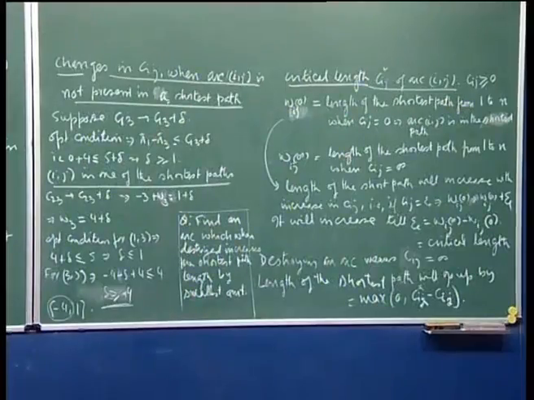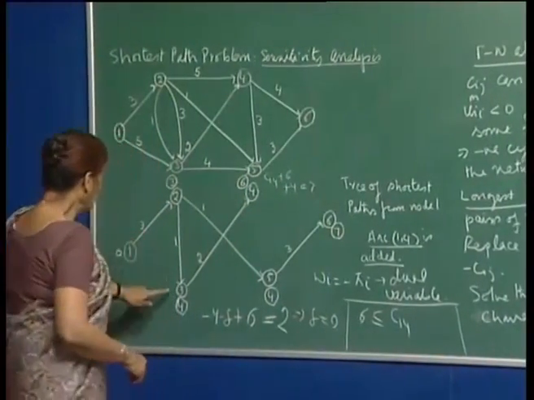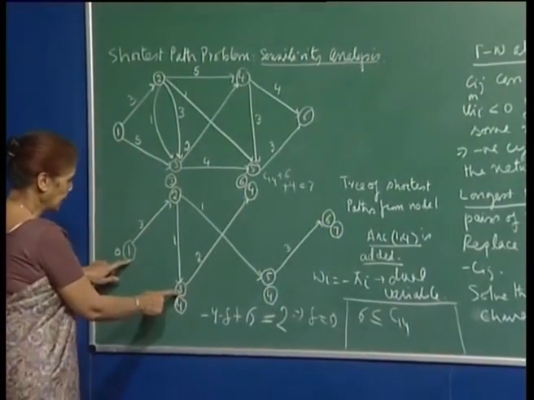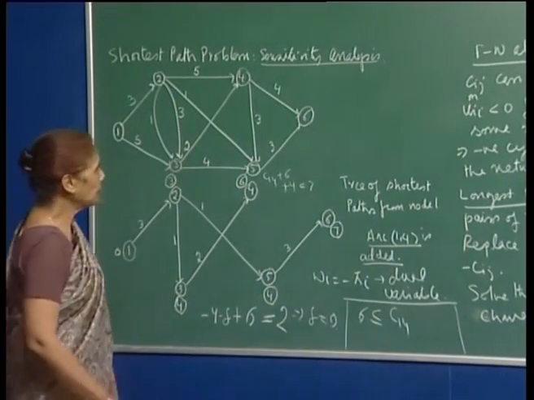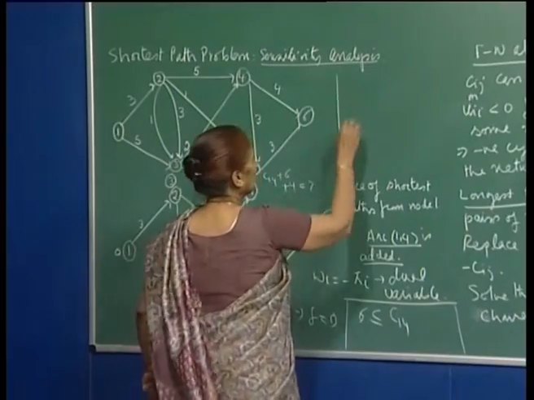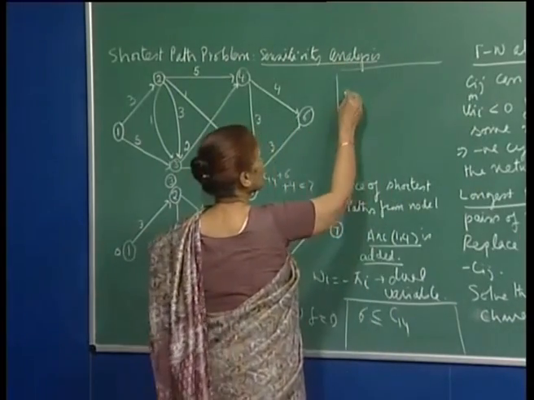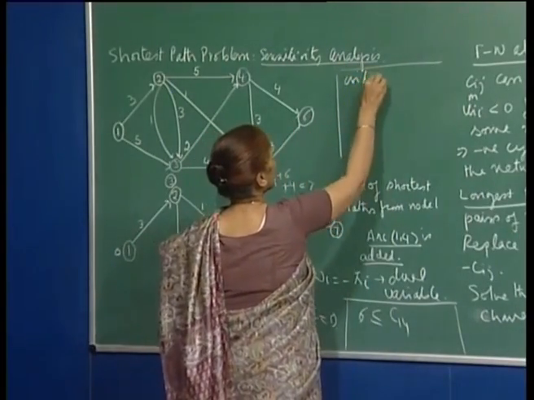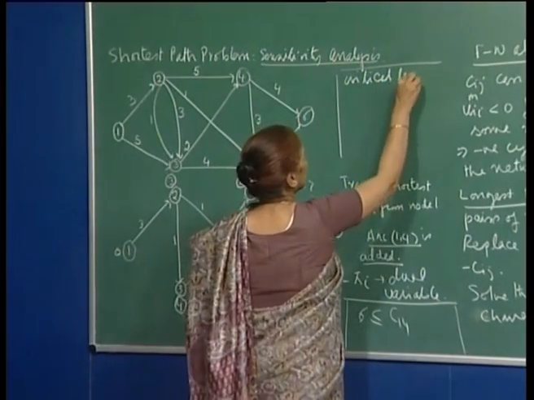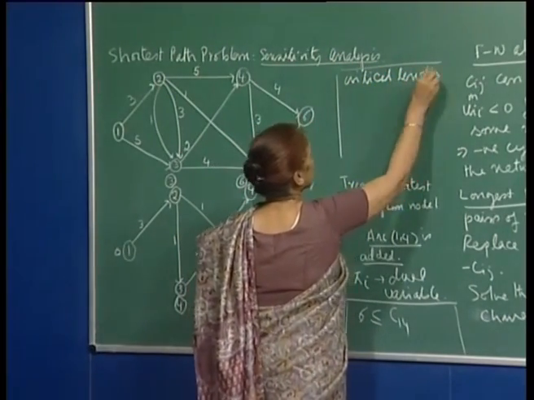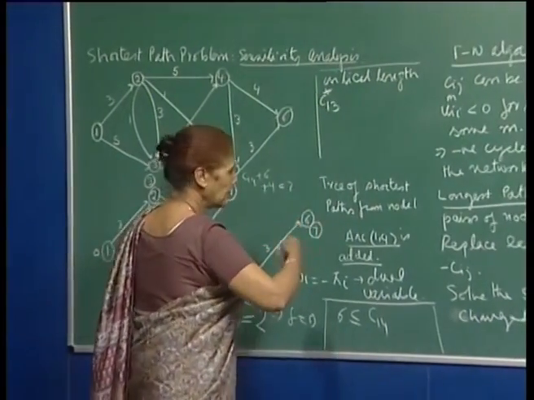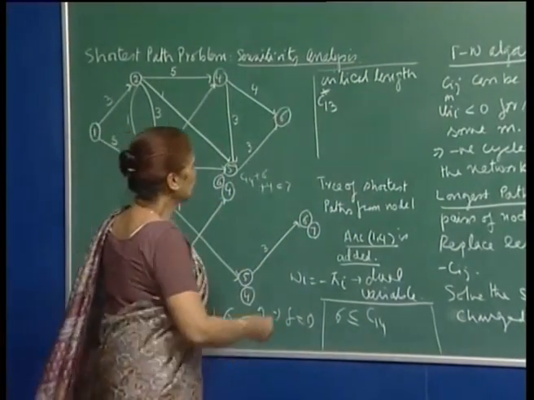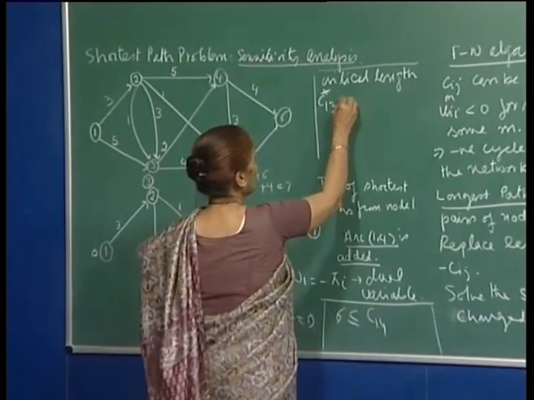Say, for example, if you look at the non-basic arc 1 3, then you do not expect that. Okay, so let us just do it for one. So, here, critical length. You want to compute C 1 3 star. I will just give you one example and then you can compute the rest. So, C 1 3 star is equal to what?